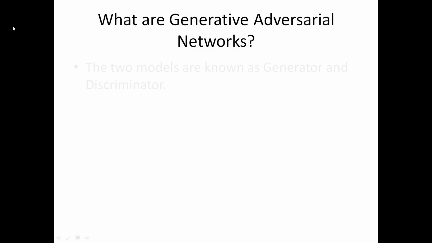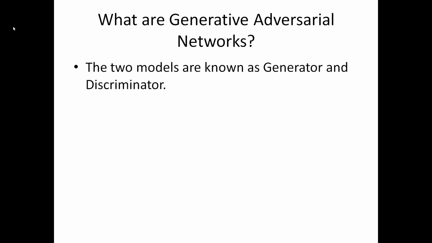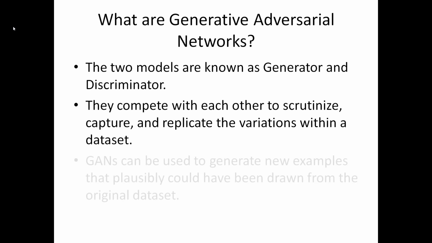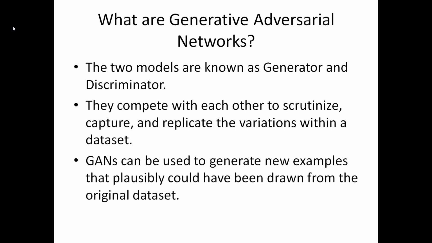As I said, there are two models. The first model is known as the generator and the second model is known as the discriminator. They compete with each other to scrutinize, capture and replicate the variation within a data set. It can be used to generate new examples that plausibly would have been drawn from the original data set.